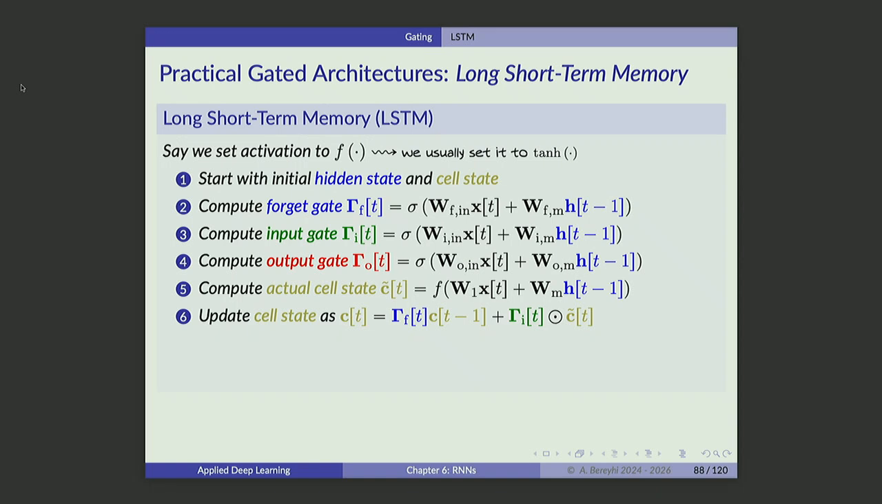You also have a separate gate, which is the forget gate, and that one is multiplied with the previous cell state. If the forget gate is 0, then you forget everything. You don't remember anything from the previous cell state. But if the forget gate is completely open, then you get all the previous cell state into your computation.